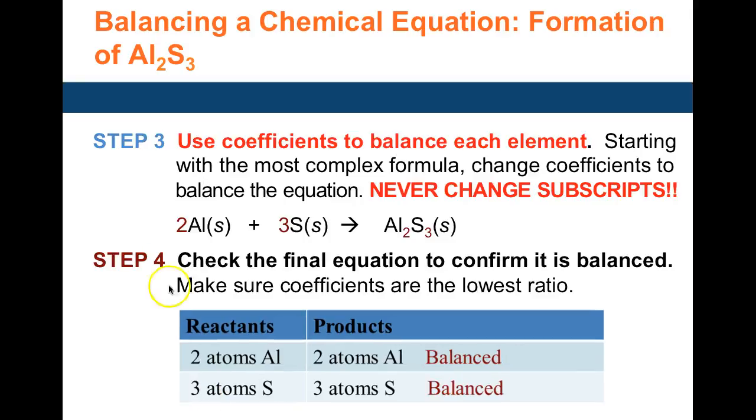So the final balanced equation is 2Al(s) plus 3S(s) giving me Al2S3(s). So never change subscripts, never change these numbers, only change the numbers that occur in front of the formula.